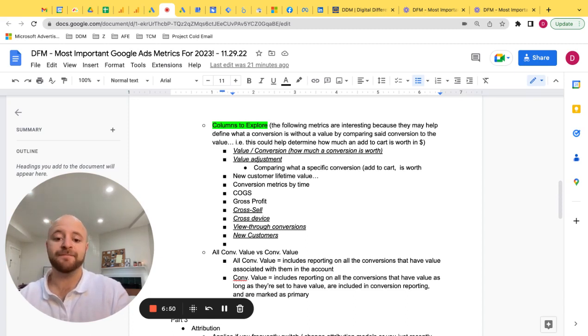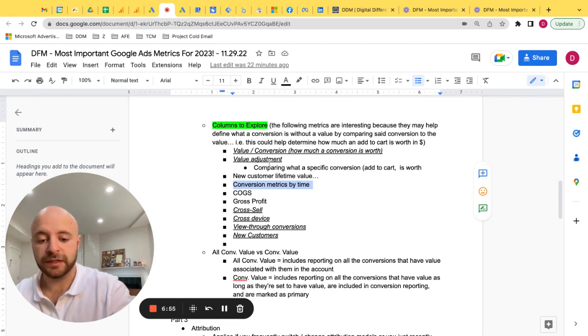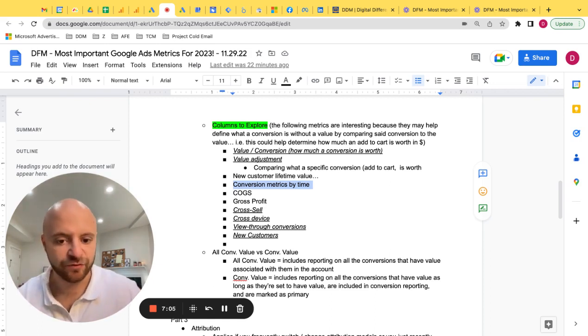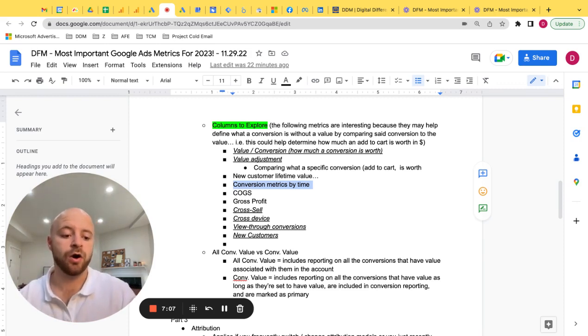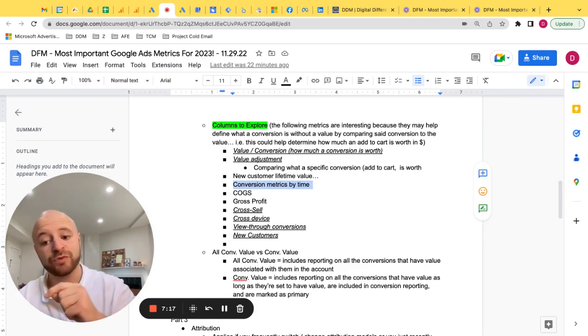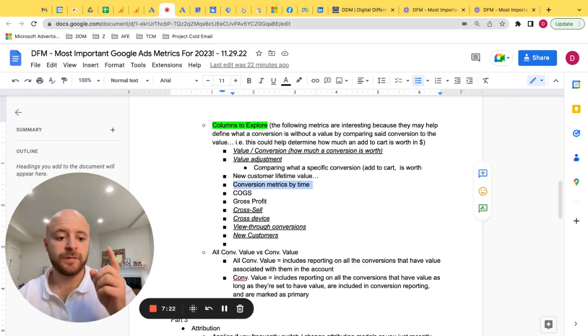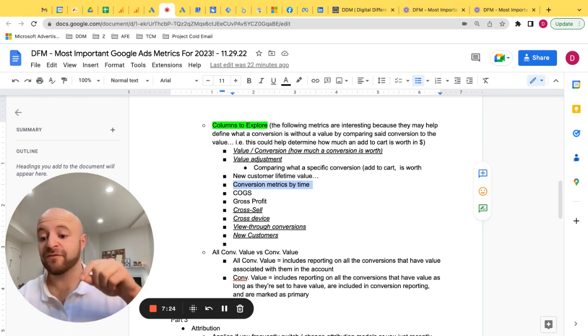Conversion metrics by time. This might be one of the favorites here because we pay a lot of attention to conversions in the Google Ads space, but when we analyze it by time, it actually breaks it down a little bit differently than your classic conversions. Classic conversions are, if you have a date range of last 30 days, a conversion that's recorded when the ad was clicked on. If we're looking at conversion metrics by time, that is recording the conversion when the conversion actually happened.